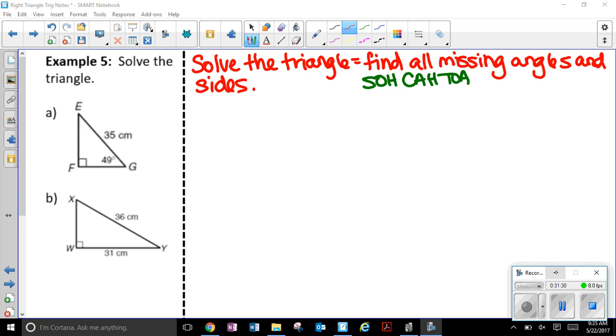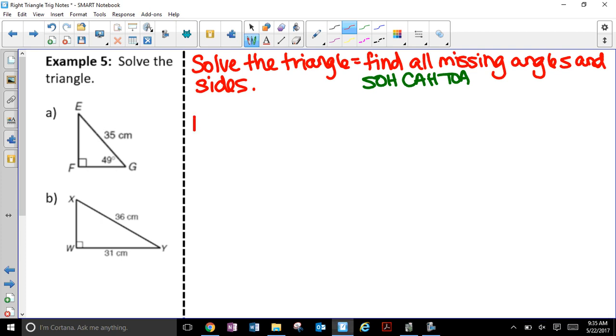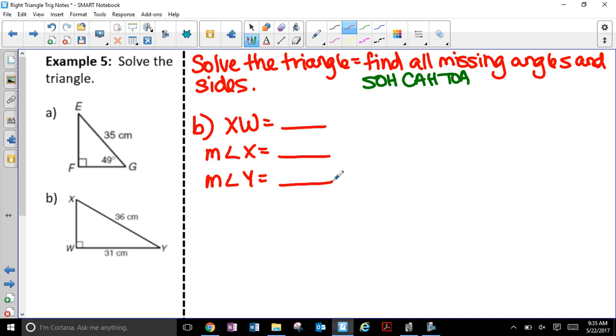Okay, part B. Part B is slightly different. Notice this time they gave you two side lengths and you're missing one side length, which is XW. And then you're missing both acute angles. So we need to find the measure of angle X, and then we need to find the measure of angle Y. Okay, so I'm going to find the side length first, right here. If I'm trying to find the side length x, and I have two side lengths of the right triangle, how could I find that side length?